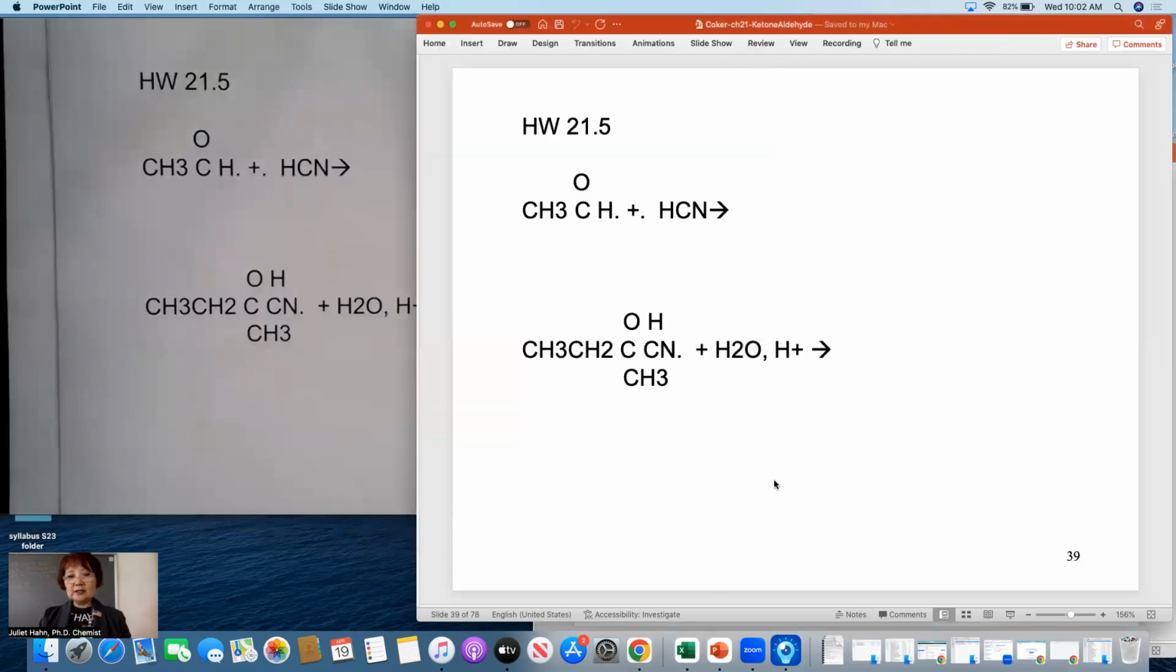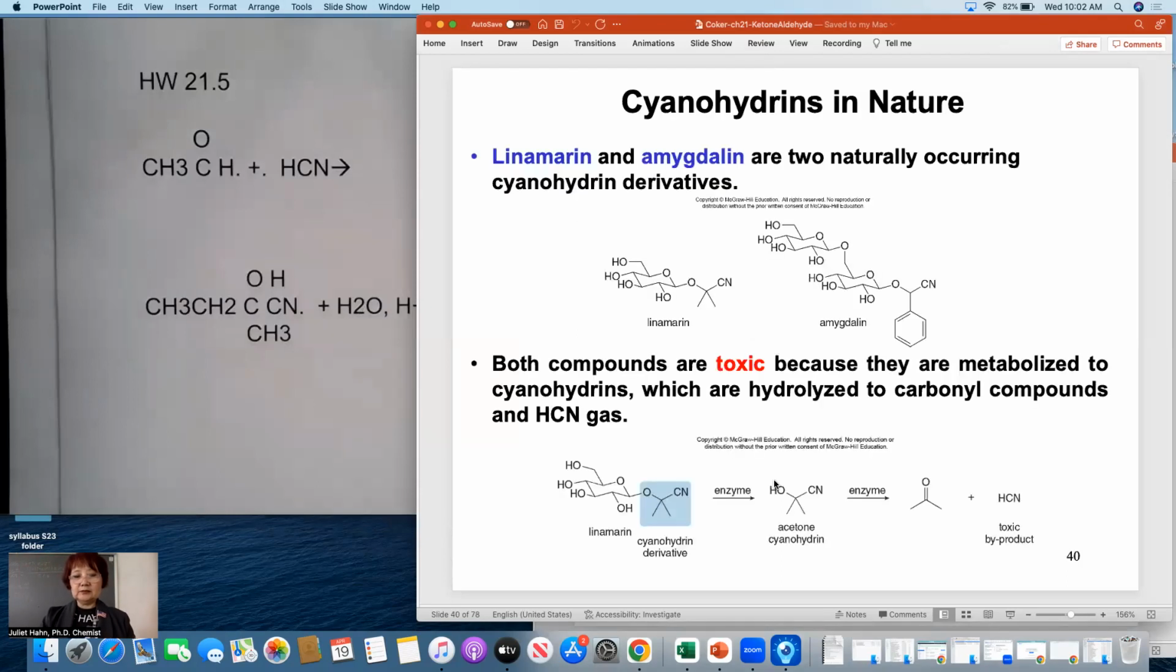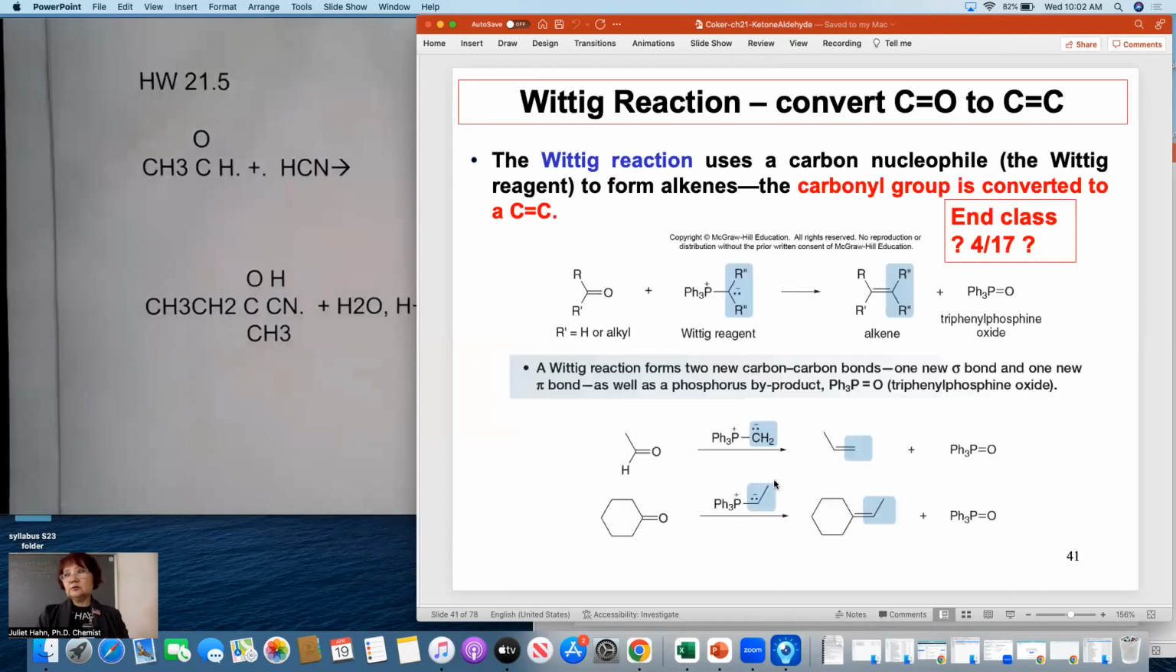Okay, so this, I believe, is the last homework that we covered before we stopped last class period. And there are some things, cyanohydrins in nature. I'm never going to put that on a test, but it's kind of interesting. And then we're up to the Wittig reaction. I believe this is the last slide that I had at the end of last class period. So what do you do in the Wittig reaction?